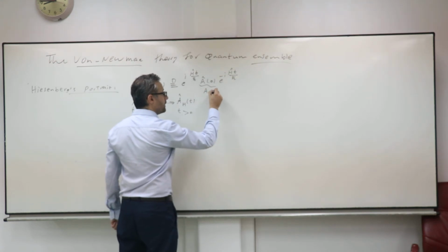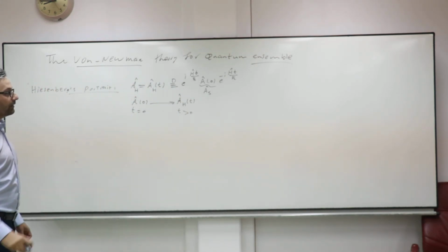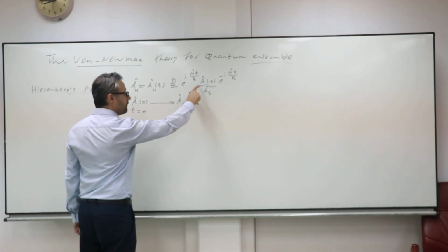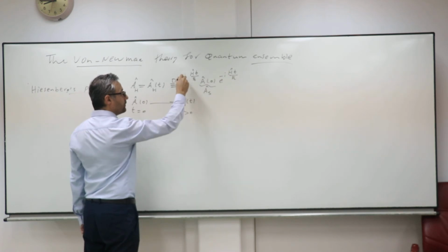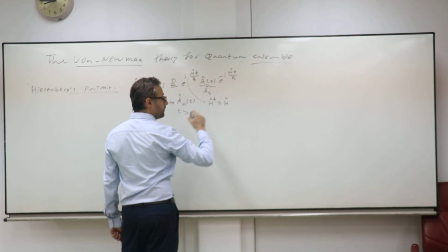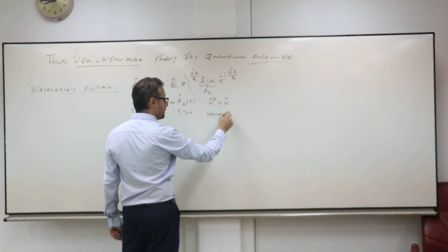If you give me the operator at time 0, sometimes they call it the Schrödinger operator, because in the Schrödinger picture you don't talk about time-dependent operators, you talk about the evolution of the wave function. If you give me the value of the operator at time 0, and if you give me the Hamiltonian, and this Hamiltonian should be Hermitian, no? Hermitian.